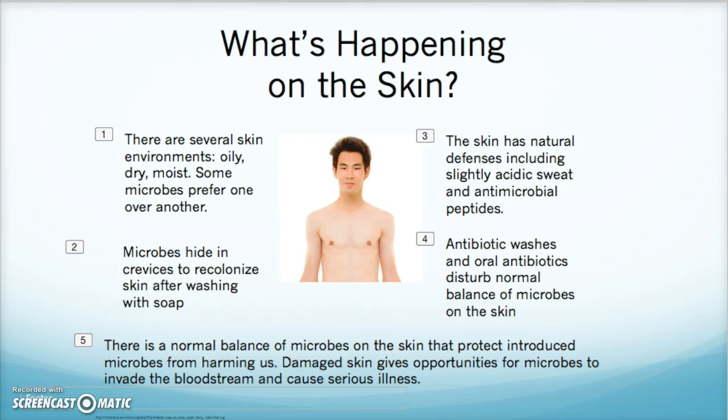The next section I want to talk about is on the skin, what we see there. So the skin has many different environments. We have some that are oily or dry, others that are moist, if you think about your armpits, the groin area, and microbes have a preference for one spot or another.